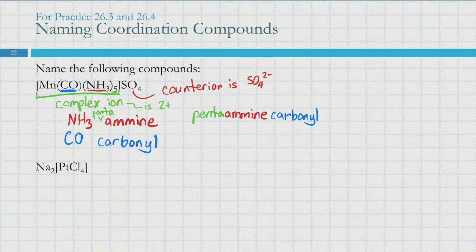And so our naming is just the name of the metal with its oxidation state or its charge number in Roman numerals. And I'm pretty sure we also put sulfate at the end, of course. Questions about that one?